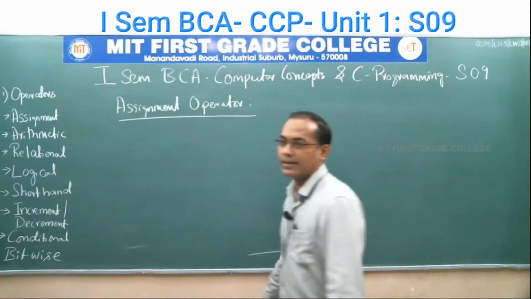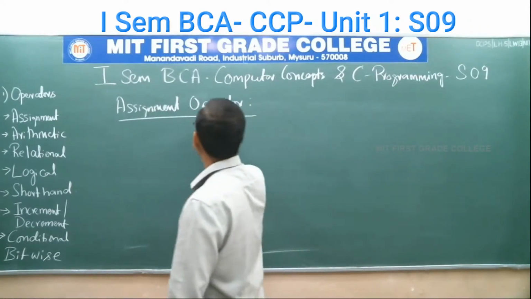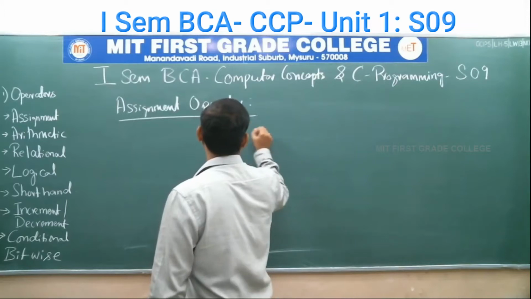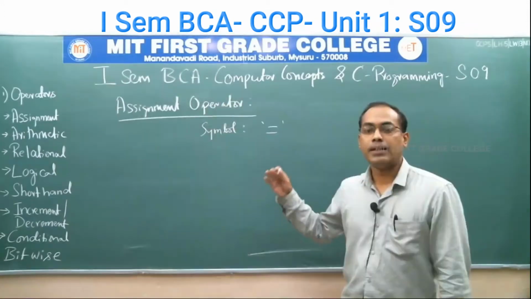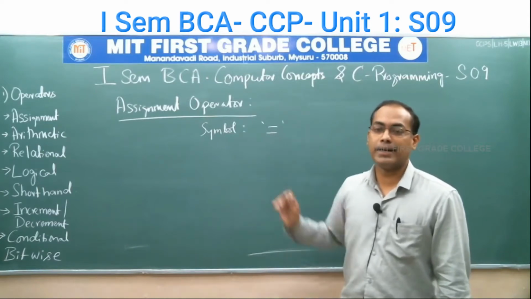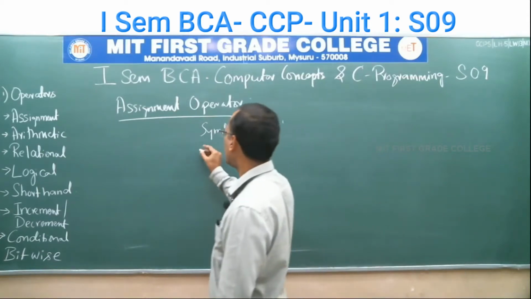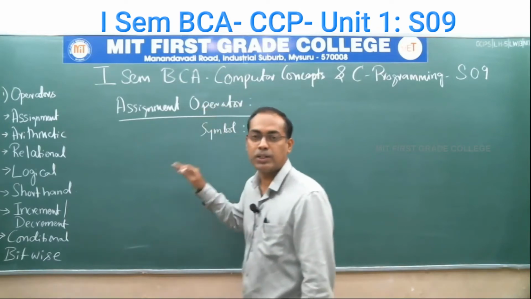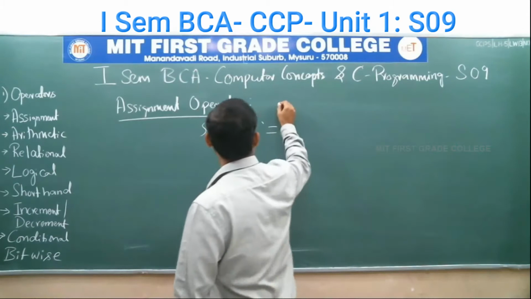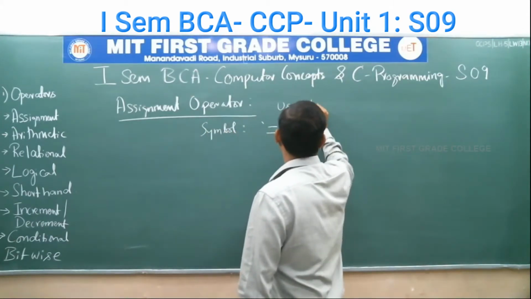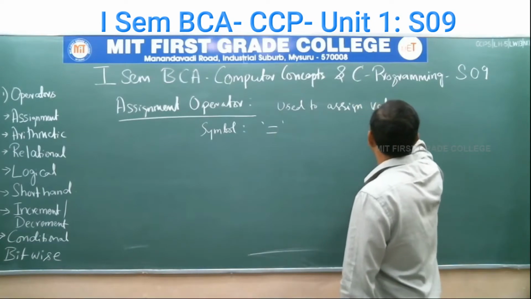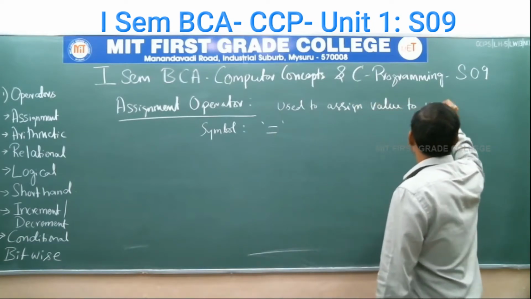So students, assignment operator, the symbol we use is the equal to. The assignment operator is used to assign RHS to a LHS, which means that if you want to assign a value to a variable, you can use assignment operator. So it is used to assign value to variable.